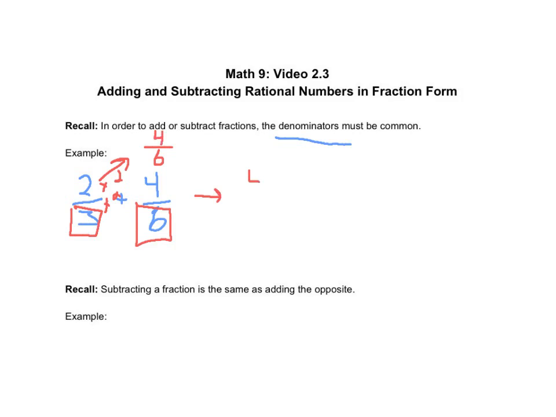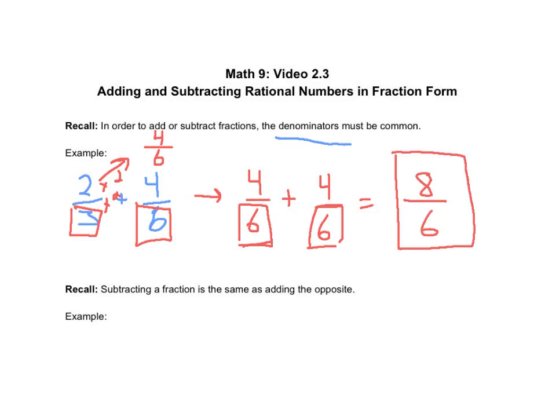Therefore, we would now have 4/6 plus the other 4/6. Now we have denominators that are indeed common. That means we can simply add up the numerators. 4 plus 4 is 8. We keep the denominator the same. The final answer would be 8/6. Okay, so that should be review. We'll have to be able to get the denominators to be common.